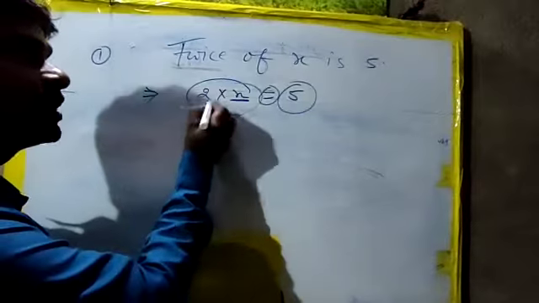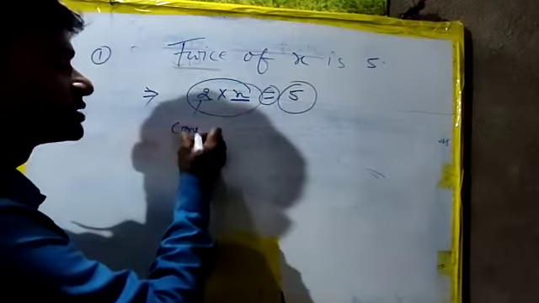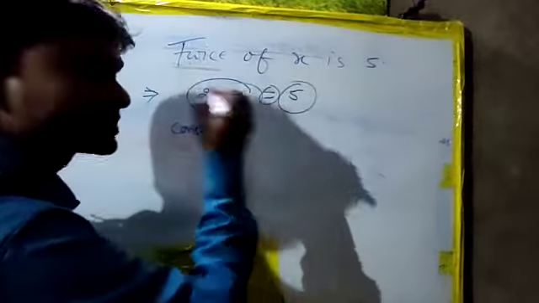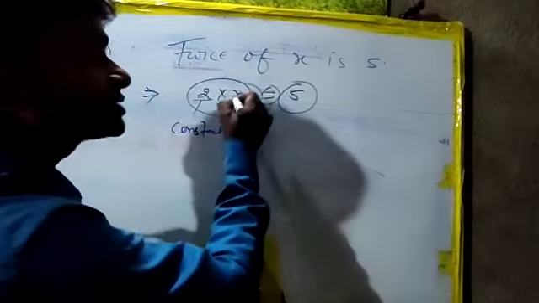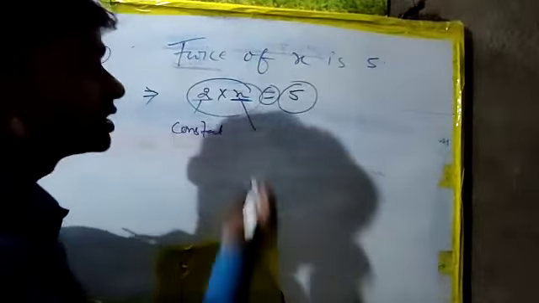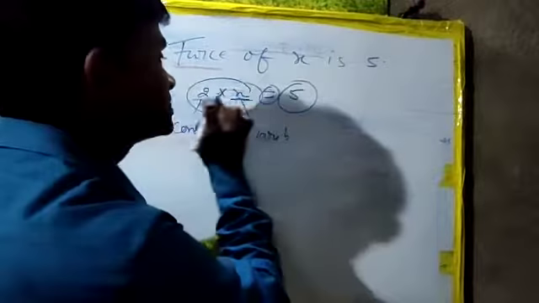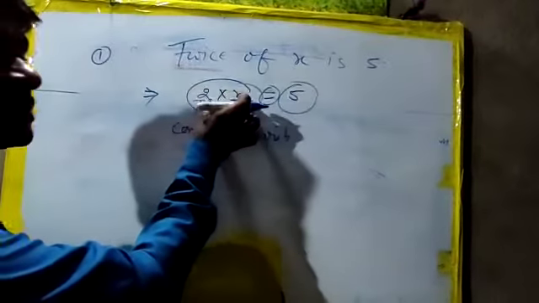Here we have taken 2, whose value is fixed. This is called the constant. The other one we have taken is x, which means what will come here, we don't know. So it is represented through alphabets. This is called the variable, and there is a relation between the constant and the variable.